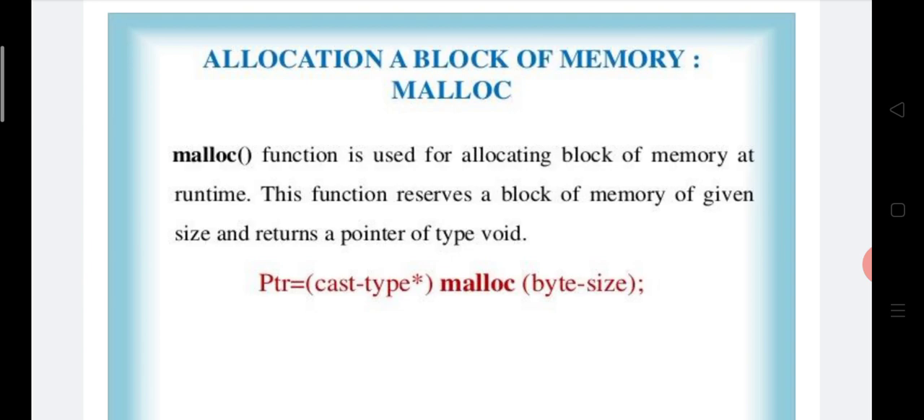Basically, we already discussed, when you allocate memory at runtime, this memory is returned to a particular pointer. Means here a pointer is required to store the returned memory address. Now see the statement: ptr is a pointer equal to typecast, then malloc, which is an inbuilt function, with the byte size in brackets. By using this statement, we can allocate memory at runtime.